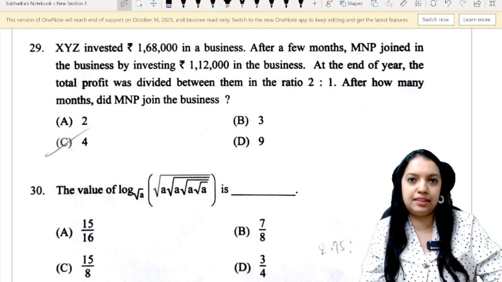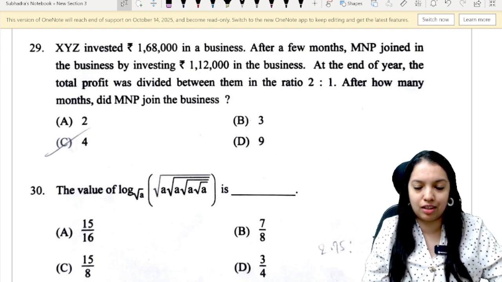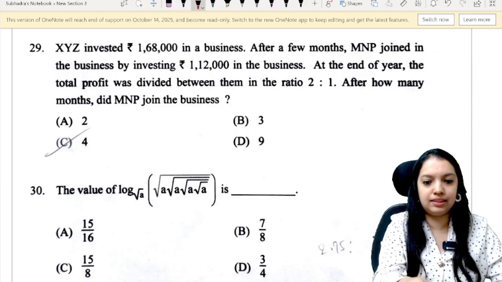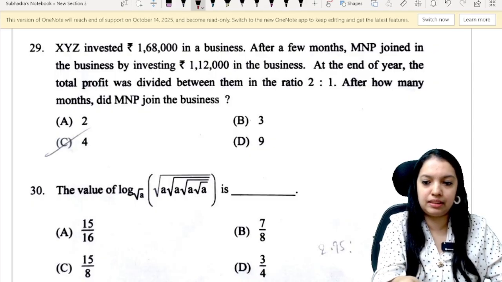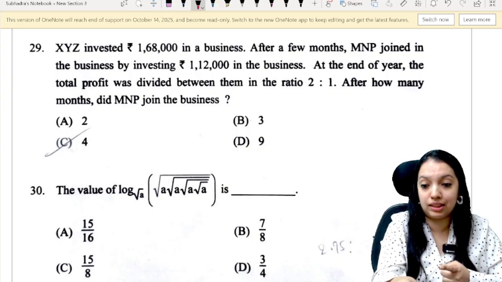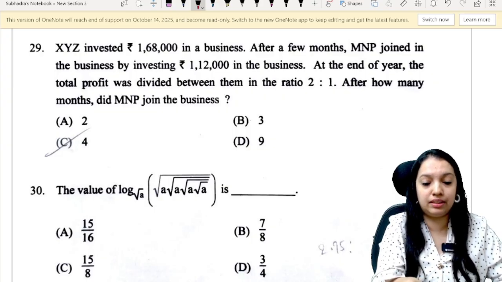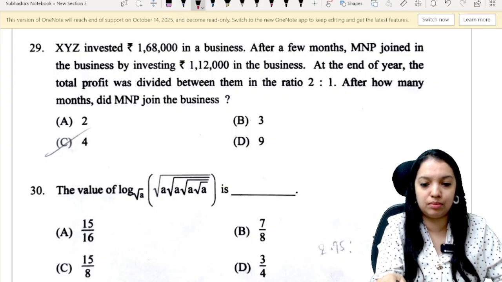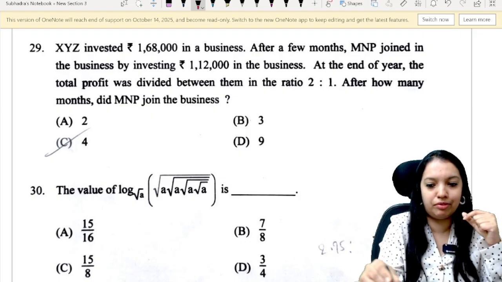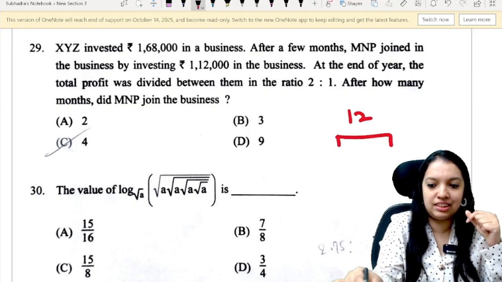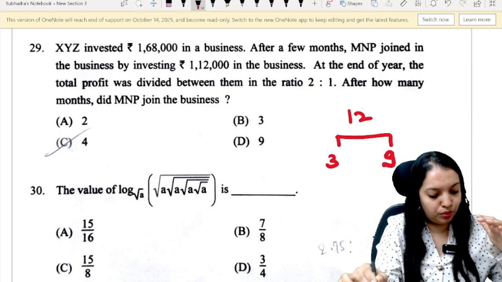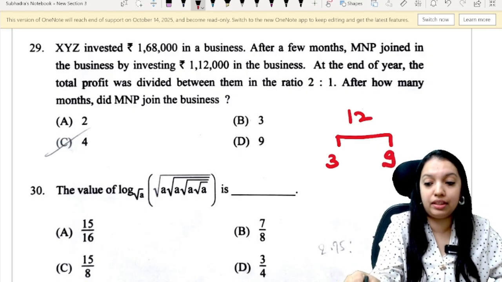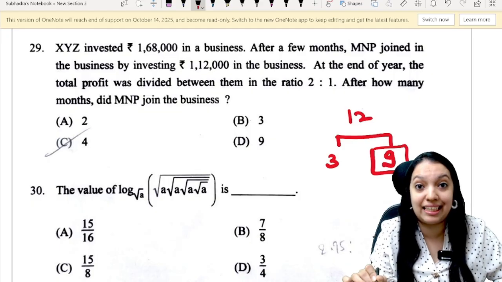Next answer is interesting. This is also related from your accounts concept where 1,68,000 is invested in the business and again MNP joined in few months. So after how many months did they join? Now the answer for this question comes down to be total year is 12 divided into two parts, which is 3 months and 9 months. So when you do the actual calculation, full complete calculation, you end up getting the value as 9.